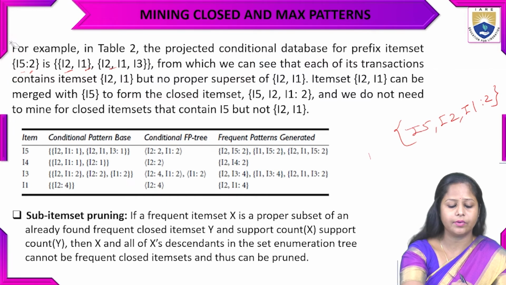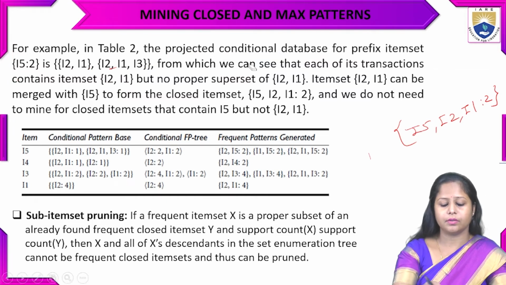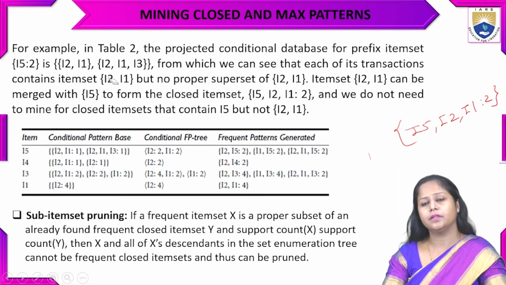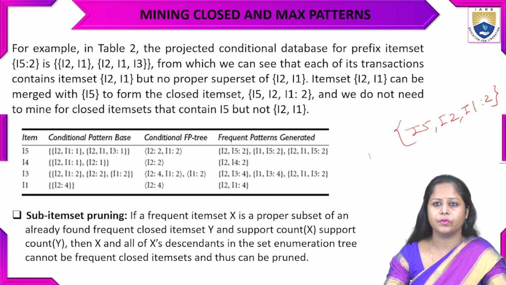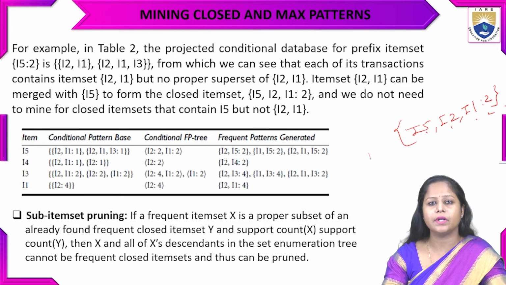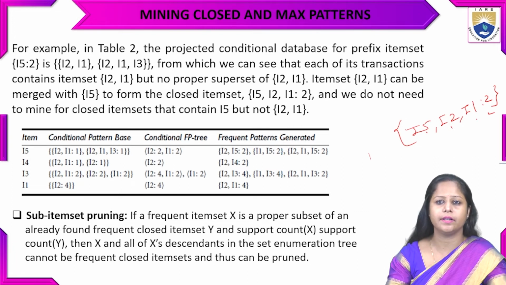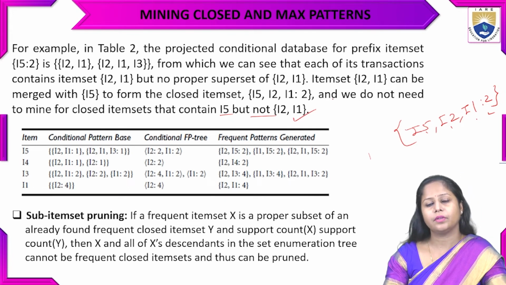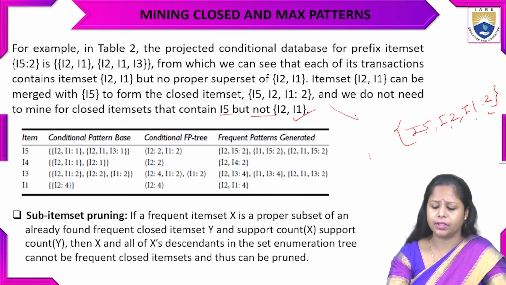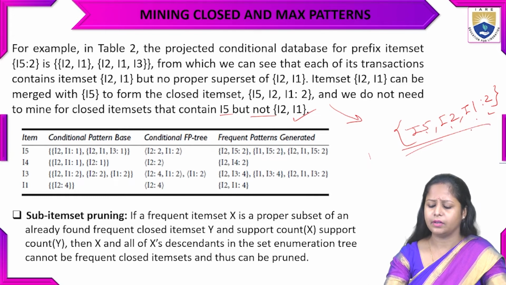We checked the condition first for merging some of the frequent item sets, and after checking that condition, I2, I1 can be merged into I5. So we get I5, I2, I1 with support 2. And we don't need to mine for closed item sets that contain I5 but not I2, I1. That was the condition in earlier slides, and based on that condition we find the closed frequent item set.